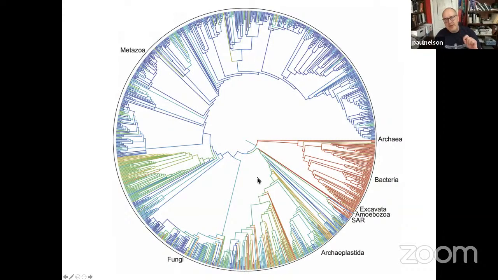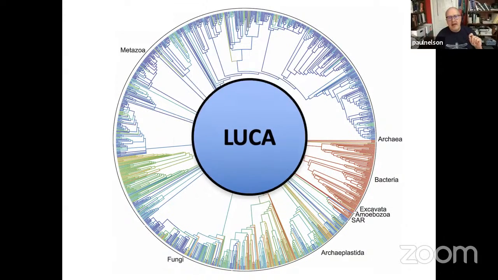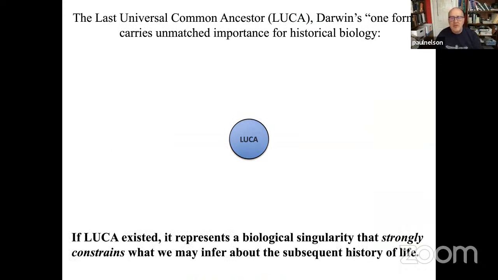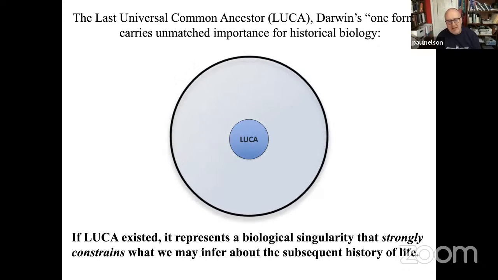The key feature of a figure like this that you need to keep in mind for the remainder of this talk, well, there are 2. One is its universality. That is, there's no organism on the planet outside this geometry, and the existence of LUCA, the last universal common ancestor. Now, LUCA turns out to be critically important to how we build the histories of life, or how we infer the history of life on this planet, because LUCA, if it existed, is a biological singularity that strongly constrains what we can infer. I'll explain more about that in just a moment.